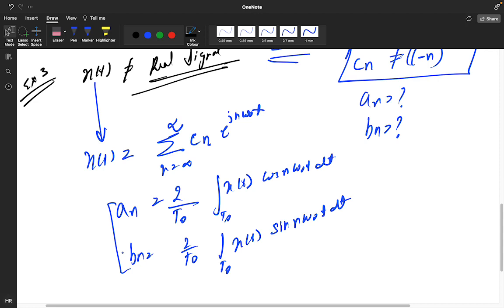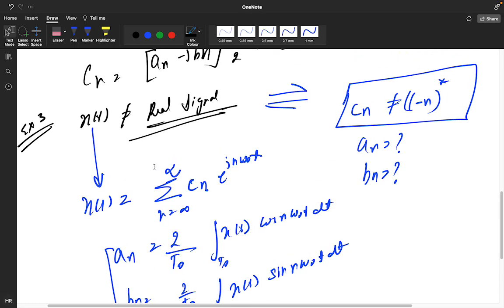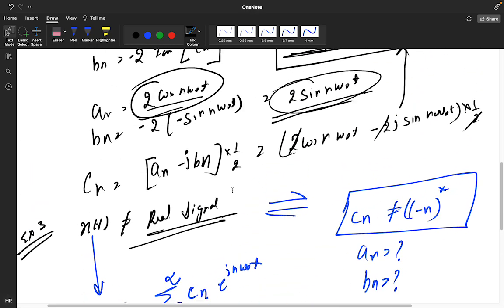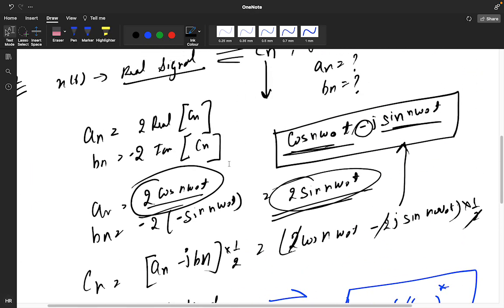That means basically this kind of question, when x of t is not a real signal, they are not asking in GATE, because it will become very difficult to solve. They are asking questions where you can easily use this formula and tell the answer.